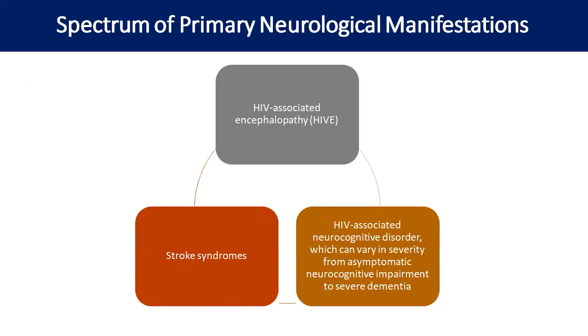So what is the spectrum of manifestation? They can have HIV-associated encephalopathy, stroke syndrome, and HIV-associated neurocognitive disorder, which can vary in severity from asymptomatic neurocognitive impairment to severe dementia.